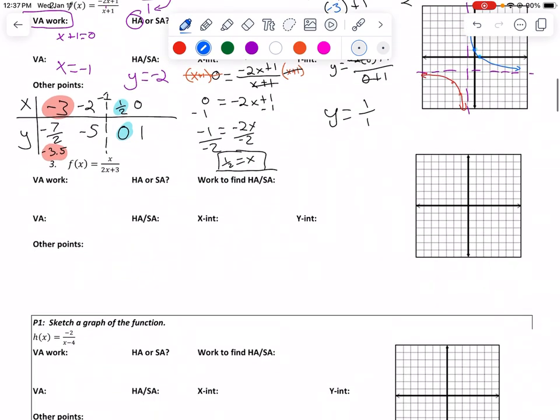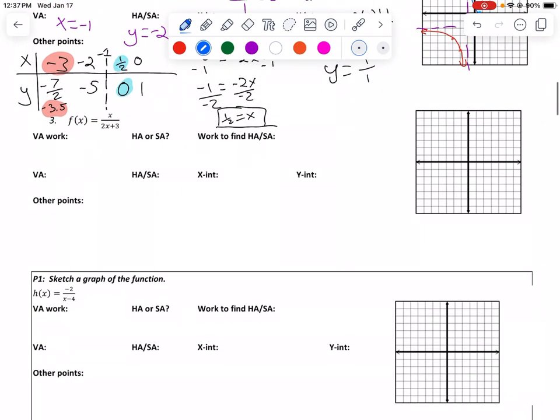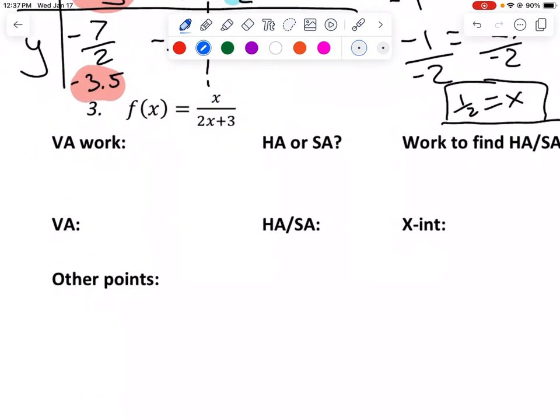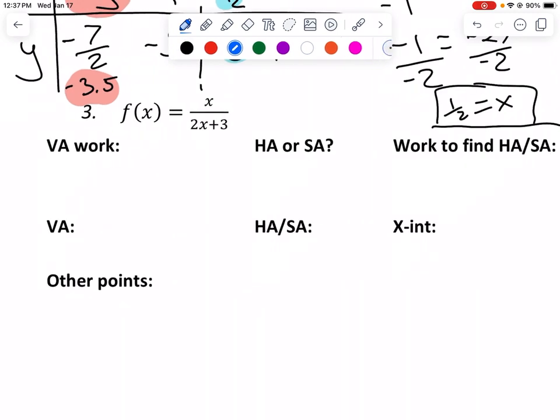Okay, I'm just going to keep working through these examples, just so that you have a couple that are actually worked through and can reference. So again, to find our vertical asymptote, we're going to set our denominator equal to 0 and solve. 2x equals negative 3. We divide 2 to both sides. x equals negative 3 over 2.